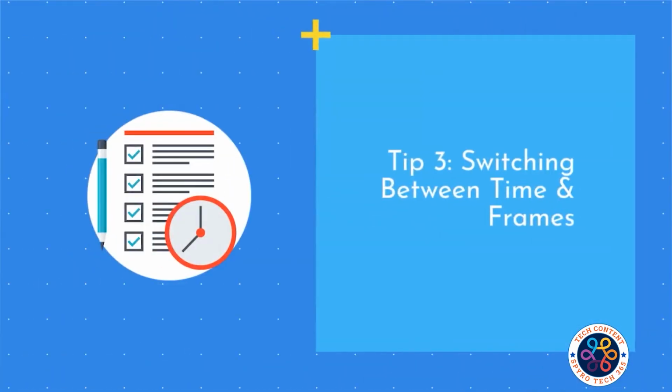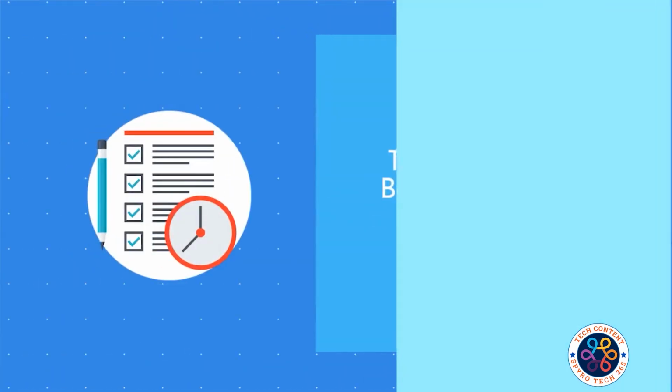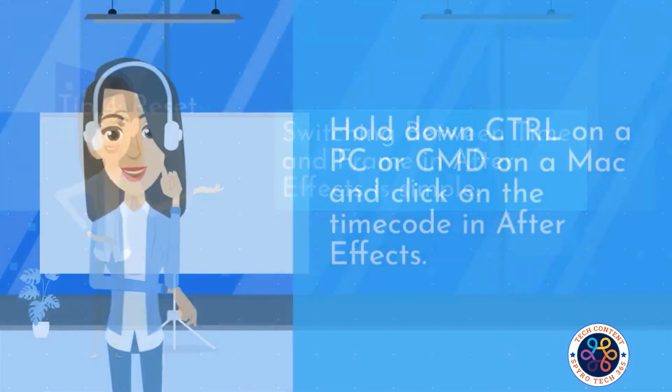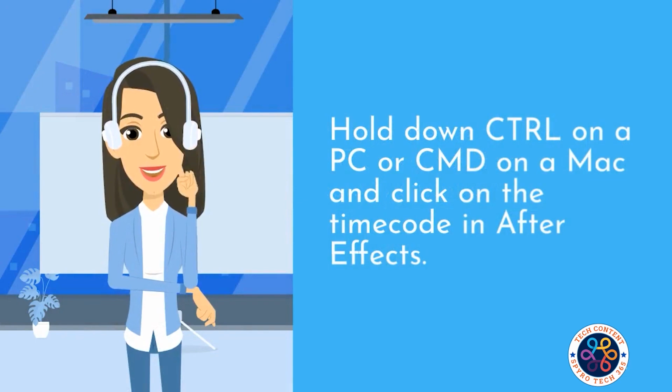Tip 3. Switching between time and frames. Switching between time and frames in After Effects is simple. Hold down Control on a PC or CMD on a Mac and click on the time code in After Effects.